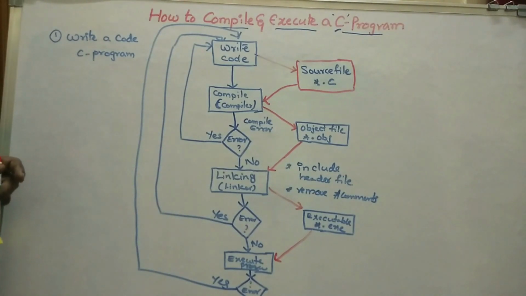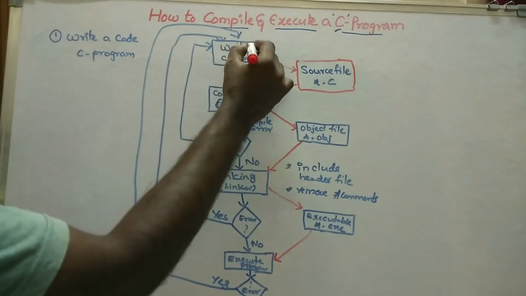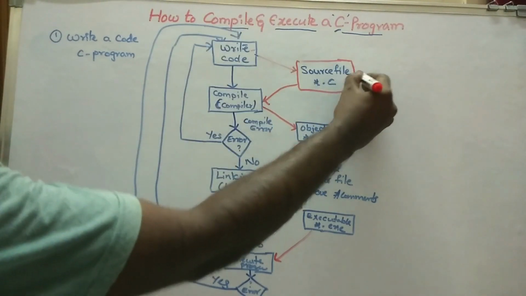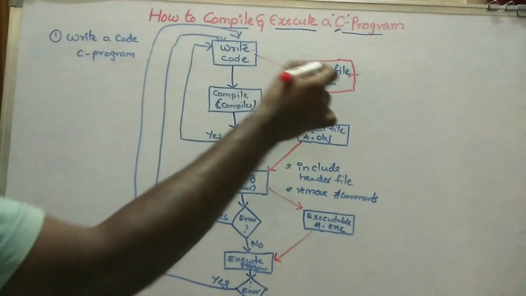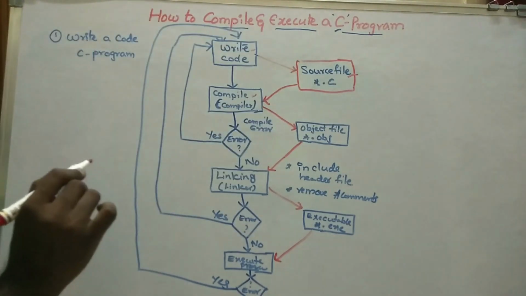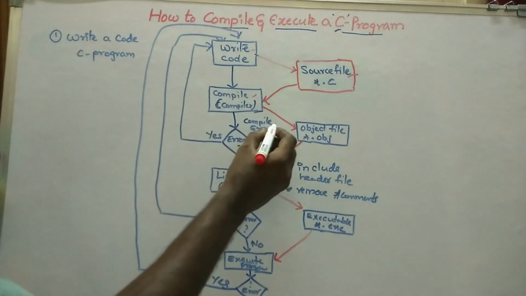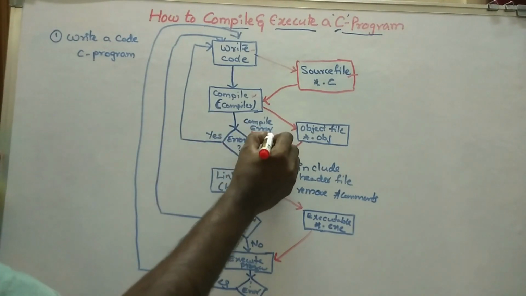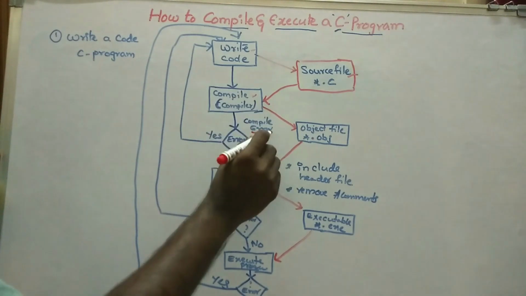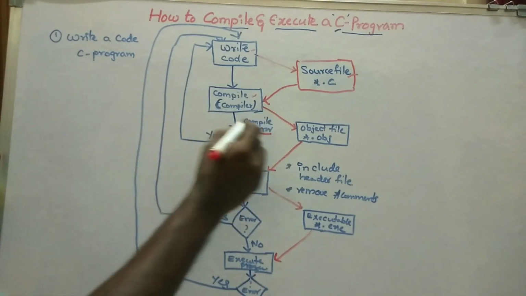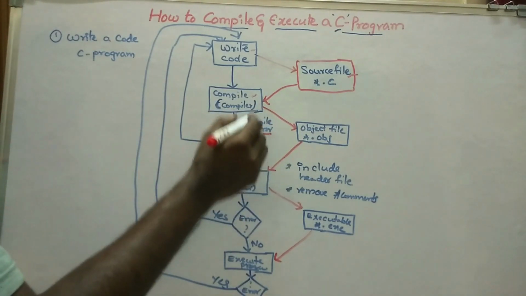Is it clear? I will explain one more time. First we have to write the code. That code is called a source file, right? This source file you first have to compile. What is the purpose of compile? One purpose is to check for any error, that means syntax errors.